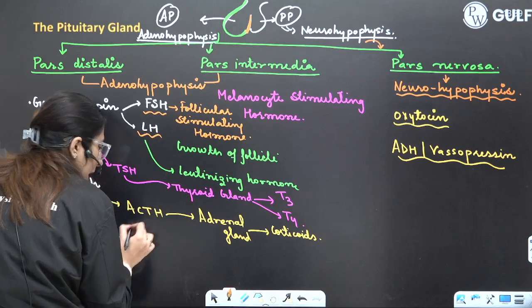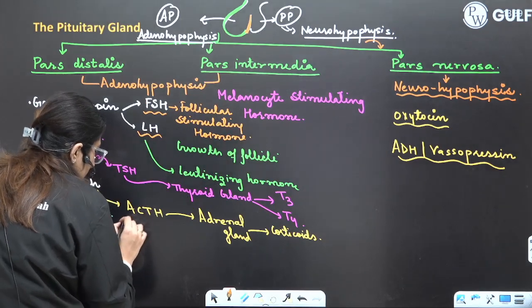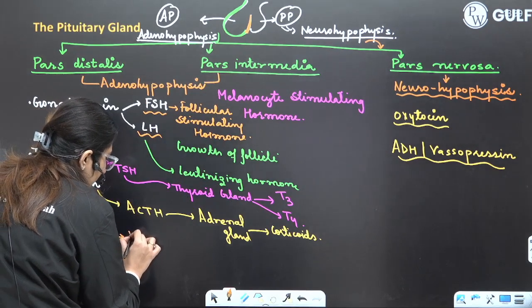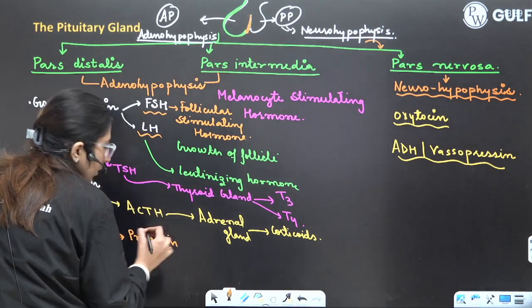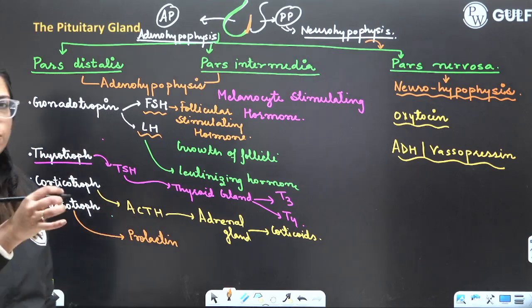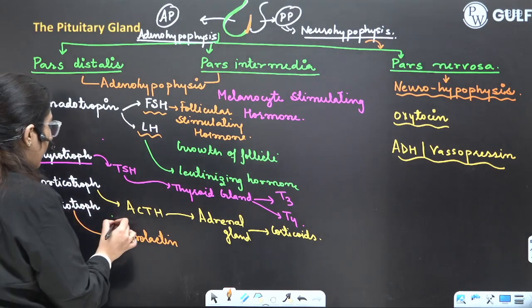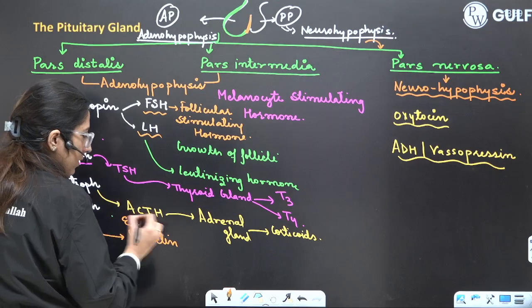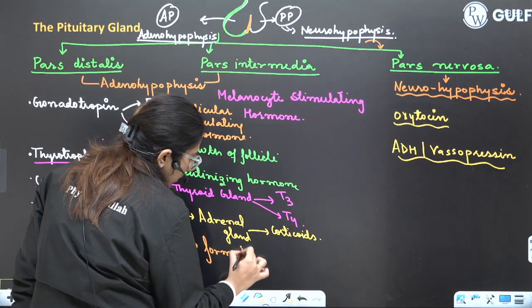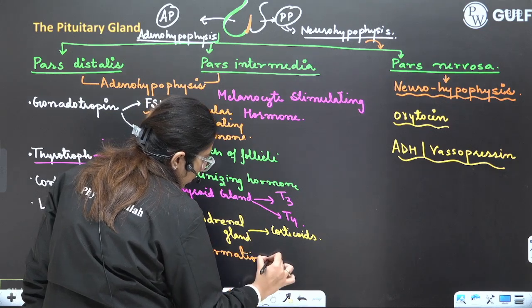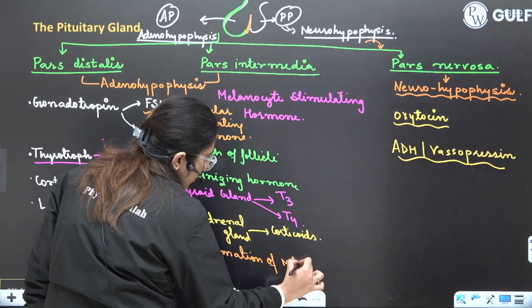Lactotroph, prolactin releasing hormone. This helps in the release of prolactin. Lactotroph is prolactin only. Should write, for example, prolactin is released. This helps in formation of milk in the mammary gland at the time of pregnancy.